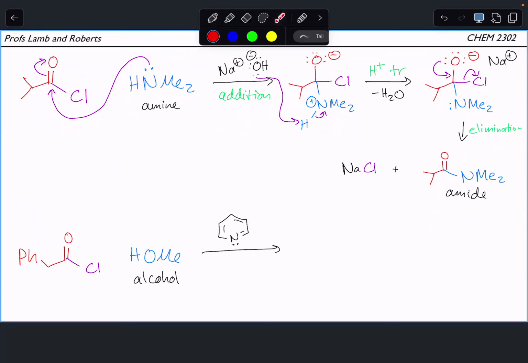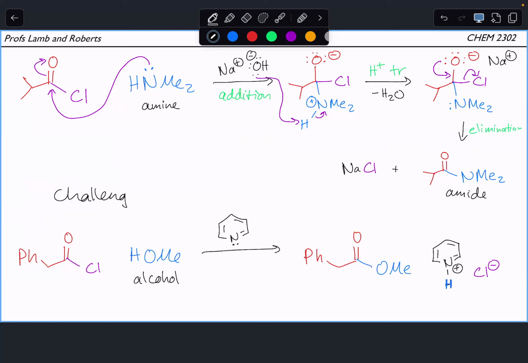And remember, the overall reaction is going to be replacing the X group with your nucleophile. So our overall reaction should be replacing the chlorine with our nucleophile, which is OMe. And then our byproduct will be our pyridine quenched HCl. That's a blue proton. So my first challenge for you today is to draw this mechanism.